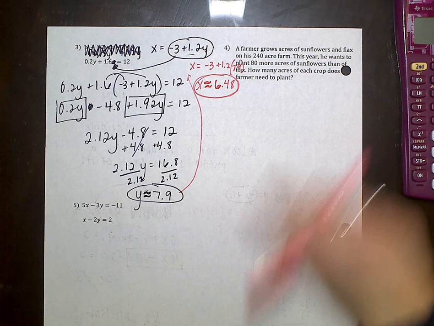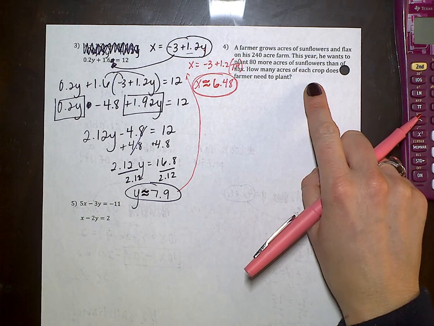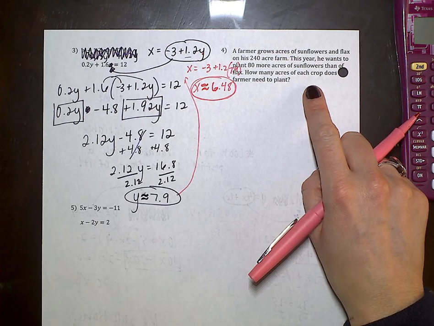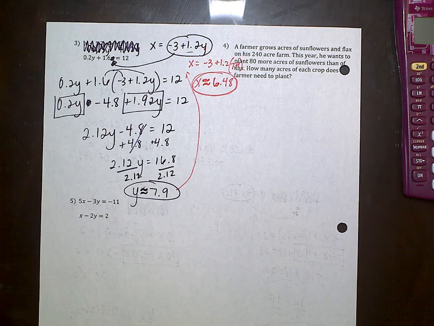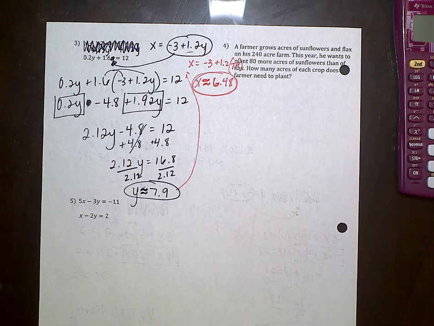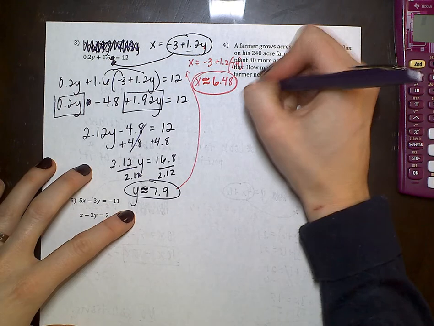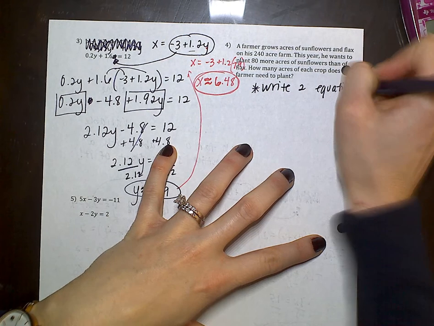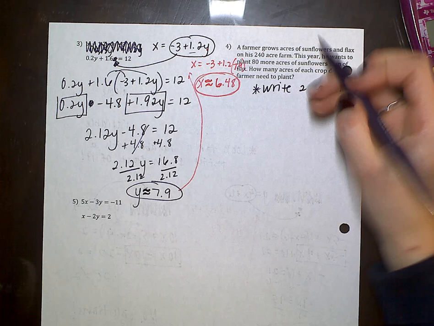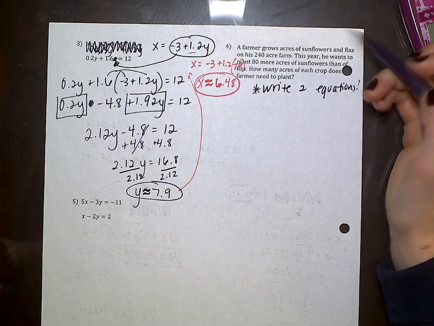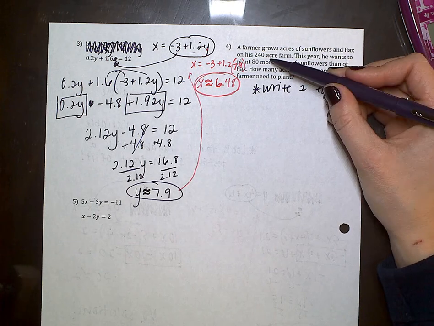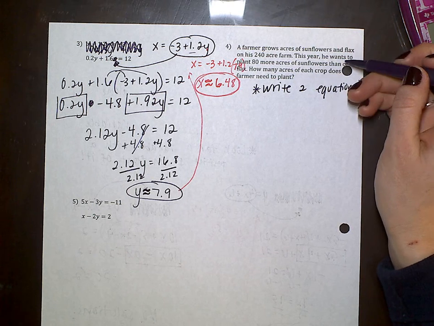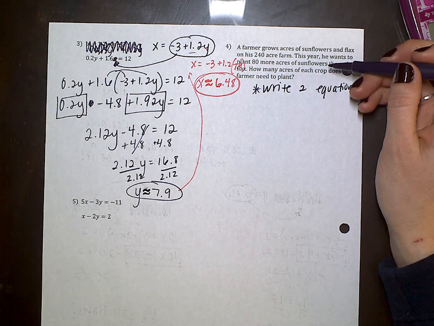Okay, I'm going to do what I did last lesson, and I'm going to set up the word problem, but I'm not going to solve it just because I don't want to use the time and make this video even longer. So again though, I mentioned last time, if it's a systems test and you get a word problem, you best be writing two equations. I know that before I even start, so let's read it. A farmer grows acres of sunflowers and flax on his 240-acre farm. This year, he wants to plant 80 more acres of sunflowers than of flax. How many acres of each crop does the farmer need to plant?